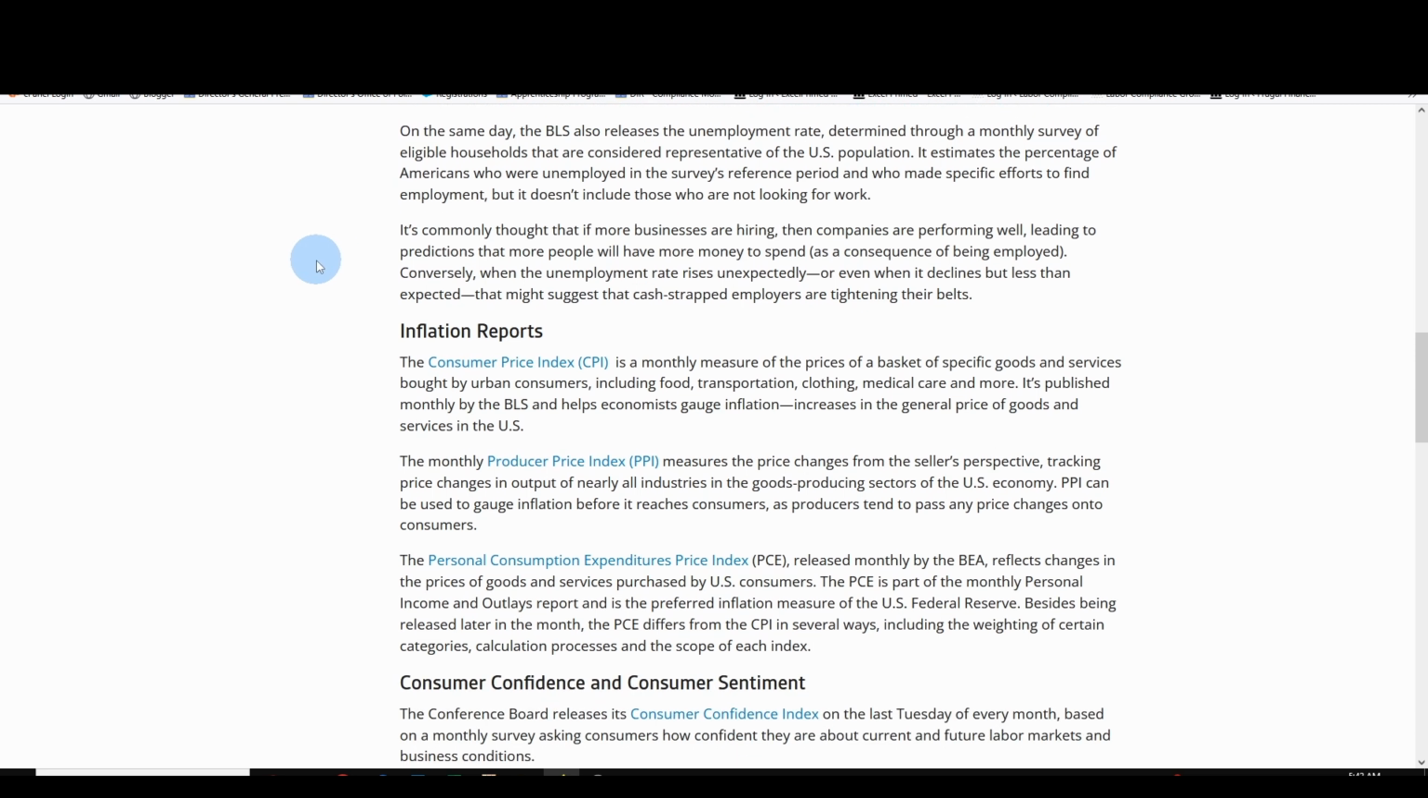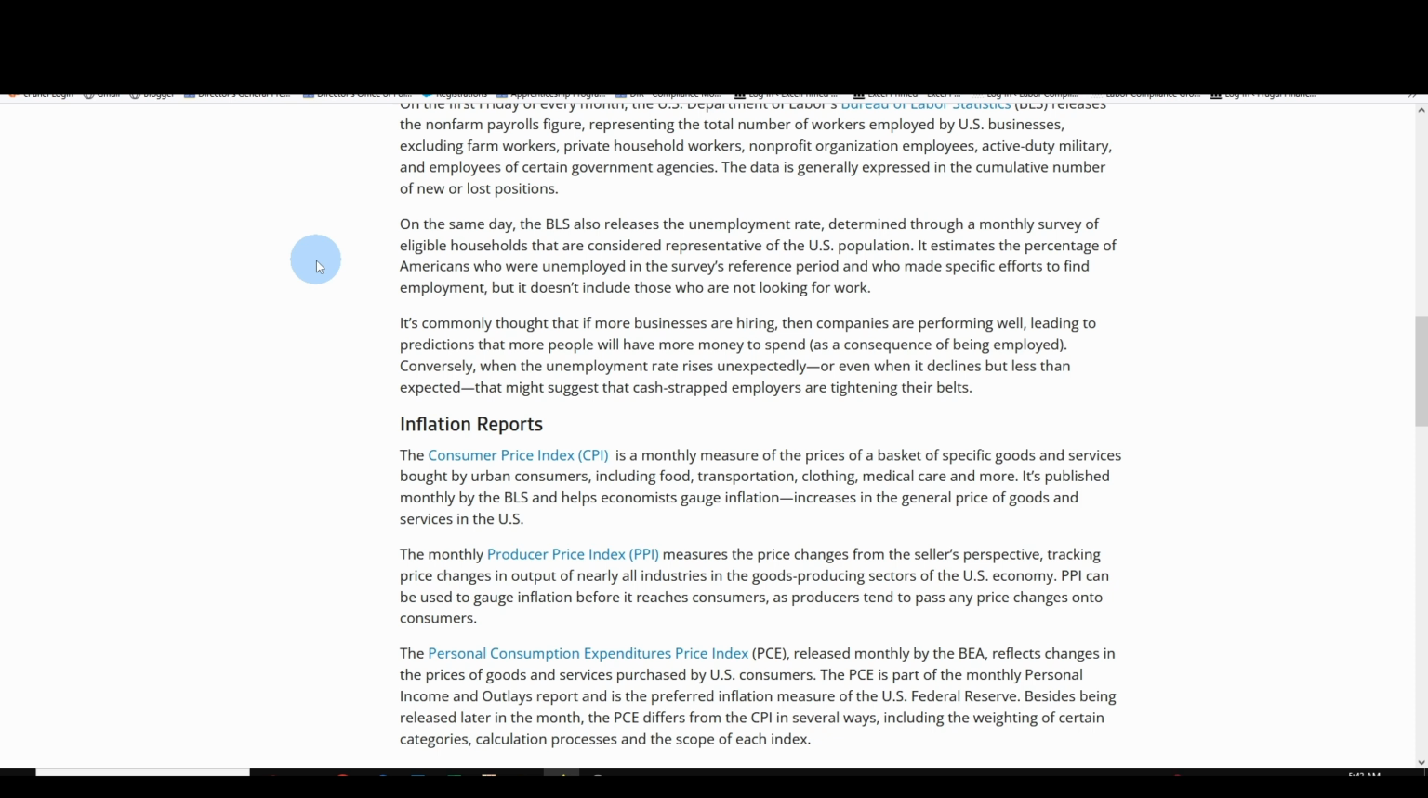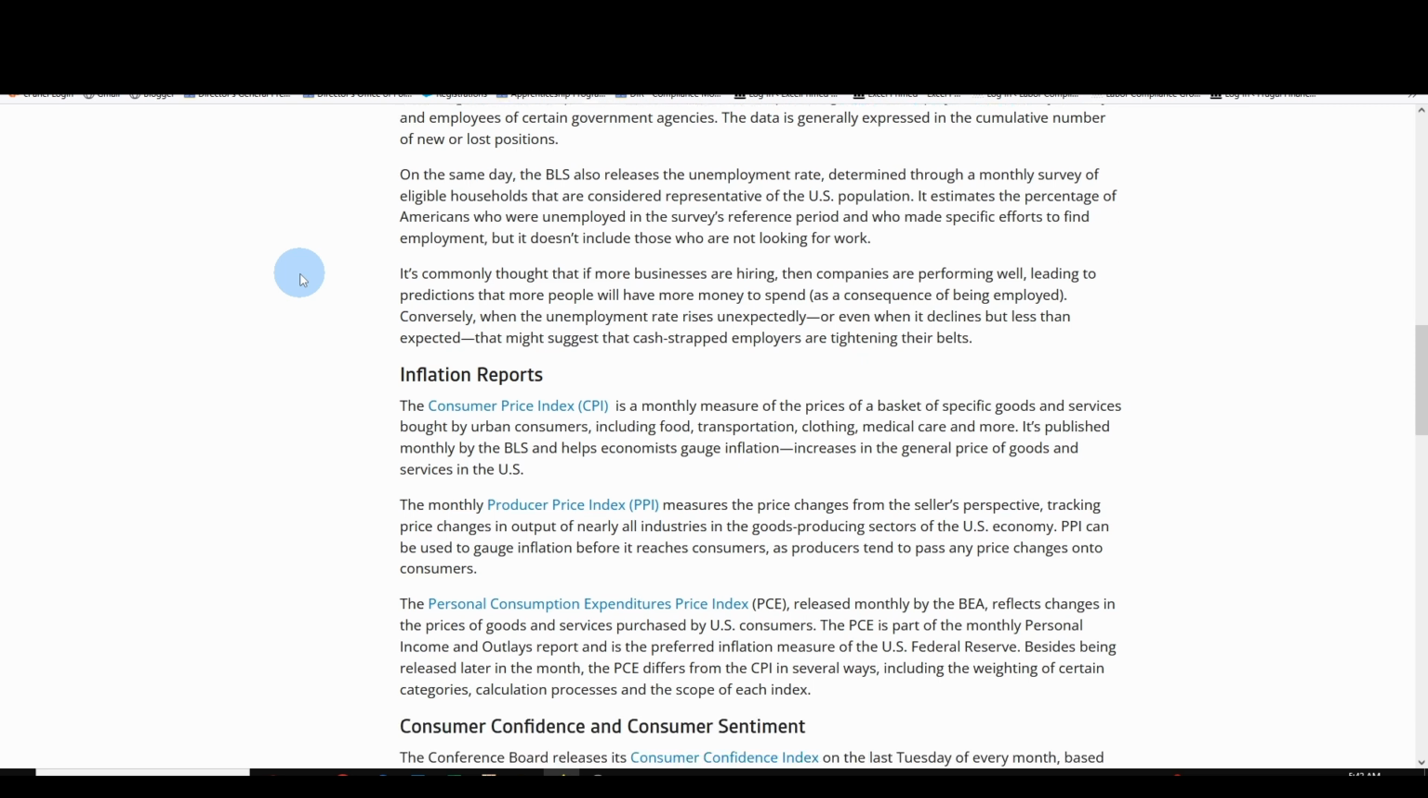On the same day, the BLS also releases the unemployment rate, determined through a monthly survey of eligible households that are considered representative of the U.S. population. It estimates the percentage of Americans who were unemployed in the survey's reference period and who made specific efforts to find employment, but it doesn't include those who are not looking for work.